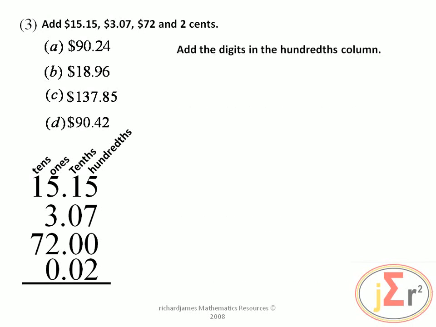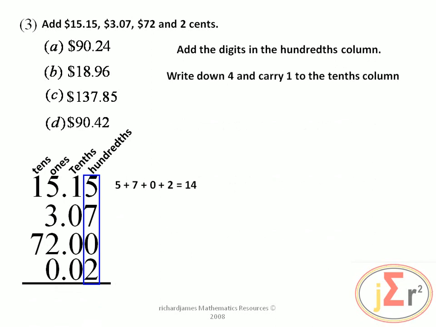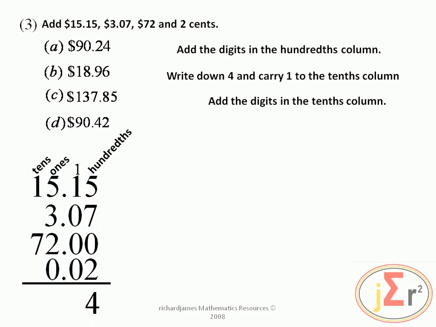Add the digits in the hundredths column. Let us do that. What do we have? 5 plus 7 plus 0 plus 2. And that is equal to 14. And write down 4 and carry 1 to the 10th column. Add the digits in the 10th column. We only have 1 plus 1. We have 3 zeros. 1 plus 1 plus 0 plus 0 plus 0 is equal to 2. So write down the 2. We don't have anything to carry in this case.